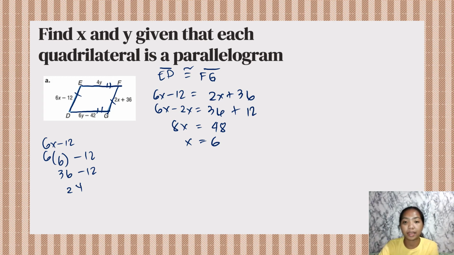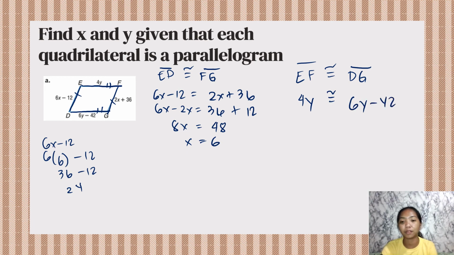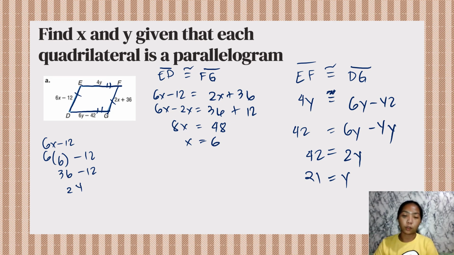And for our y, we have our side EF is congruent to side DG. So we have 4y is congruent to 6y minus 42. Equal. So 6y minus 4y, and then positive 42. We have 2y is equal to 42, and our y is equal to 21. So our x and y for this parallelogram is 6 and 21 respectively.